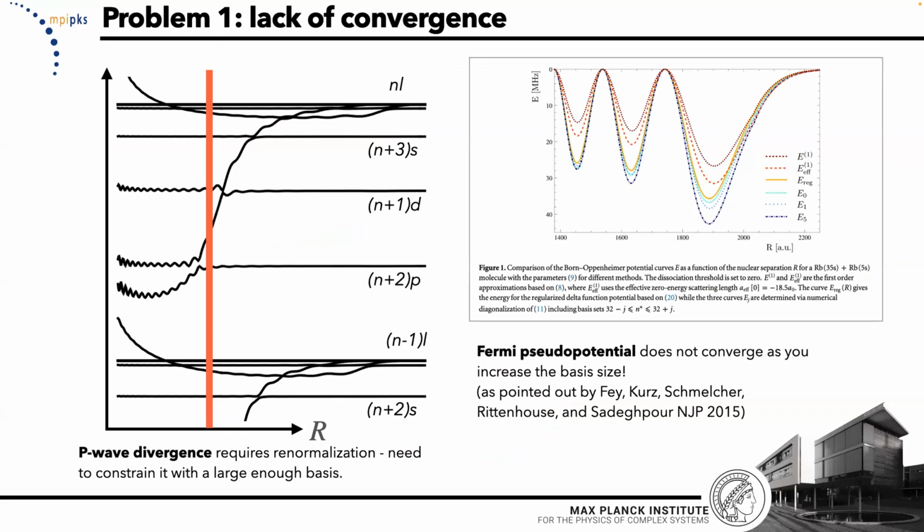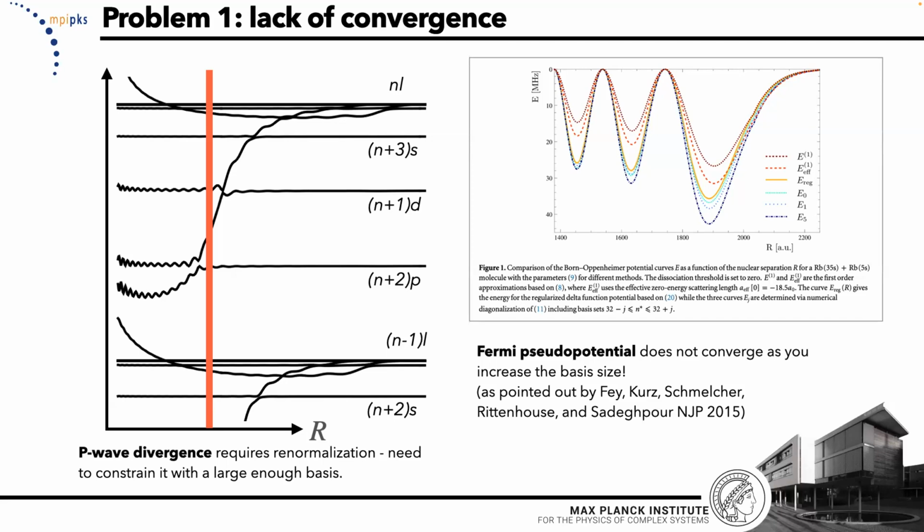The first one is that it's simply not possible to really converge these calculations if you use these pseudo potentials. This was first pointed out by Christian Fey and colleagues almost 10 years ago now, that due to this singular delta function potential, if you just start increasing the basis and adding more and more Rydberg manifolds in, your potential curves just keep changing. If you do this symmetrically with one Rydberg manifold below, one above, two below, two above, then they tend to just get deeper. If you try and play around with different combinations, they just never stop shifting around.